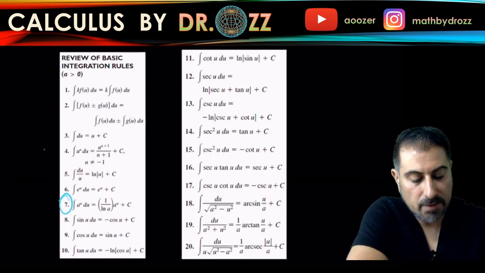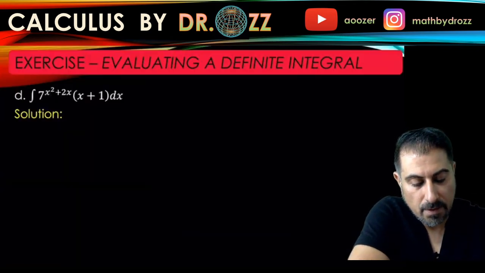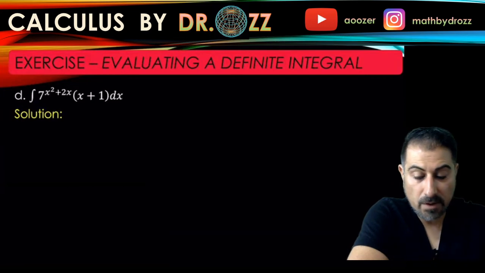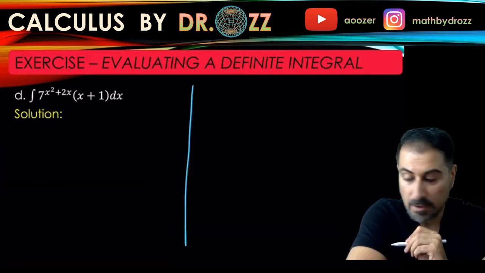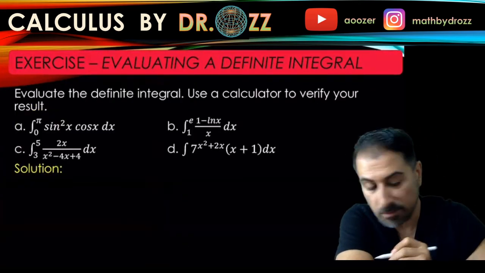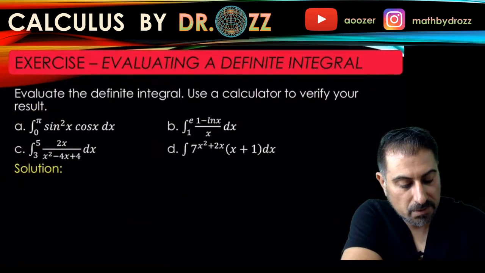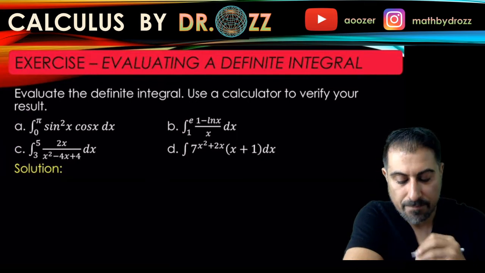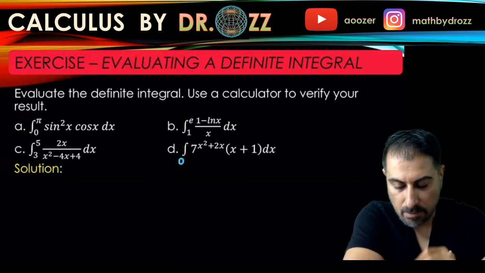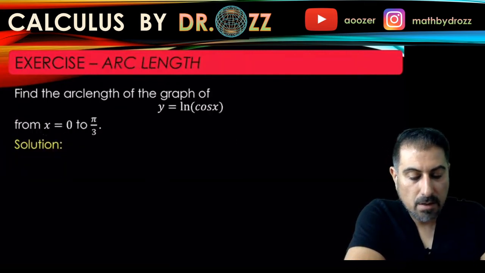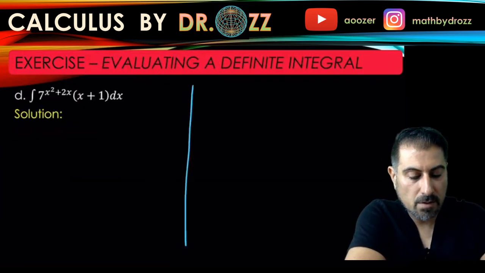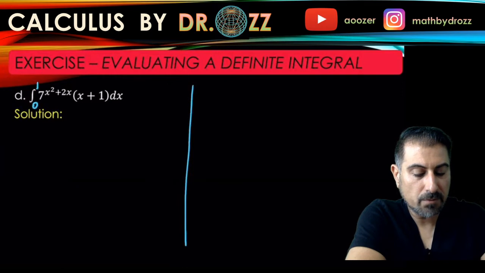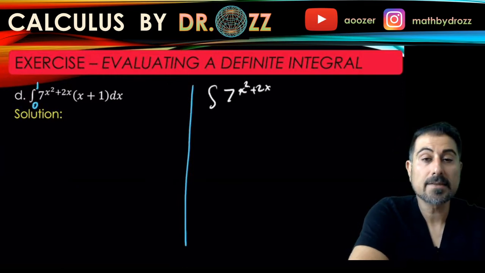So I'm going to try to use this formula towards this problem here. But again, as always, I'm going to rewrite this as an indefinite integral. Well, this is already an indefinite integral, and I think I forgot to put the limits here. So let me check the limits real quick. So the limits would be 0 and 1. Sorry. So 7 to the power of x squared plus 2x, x plus 1 dx.